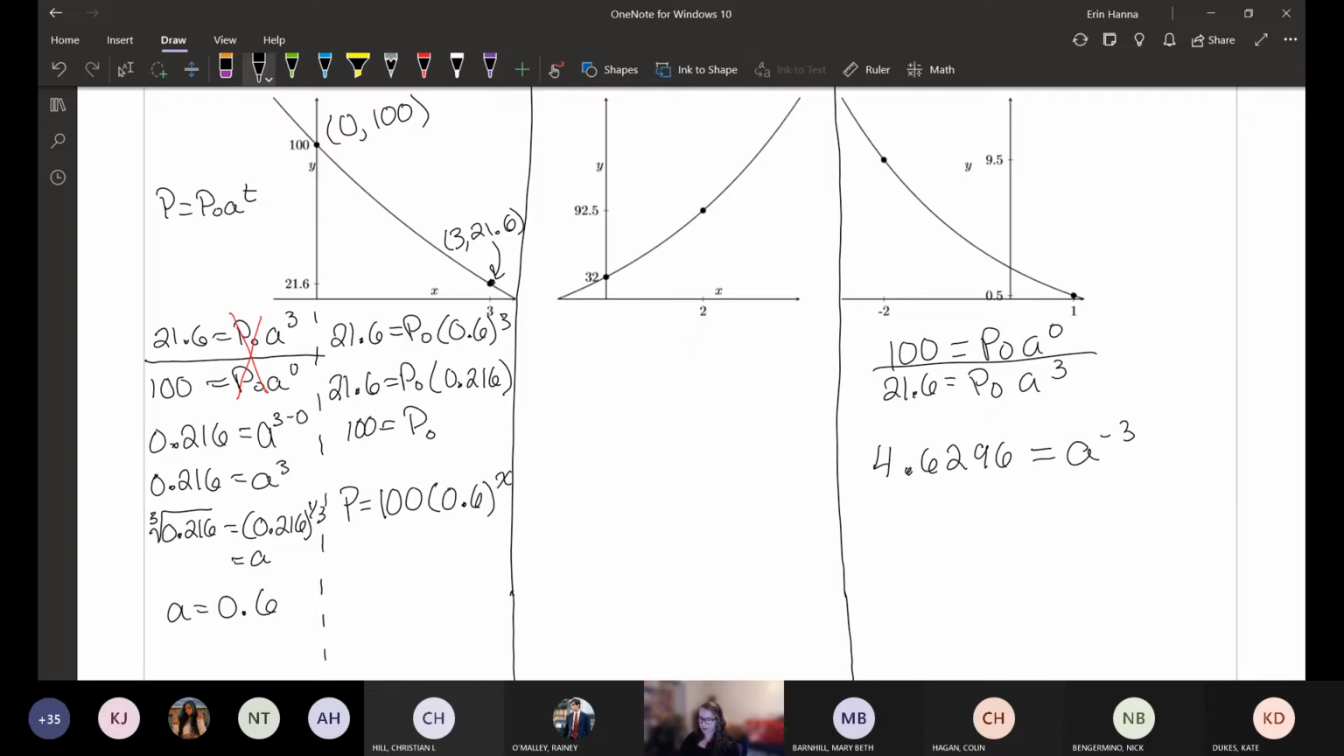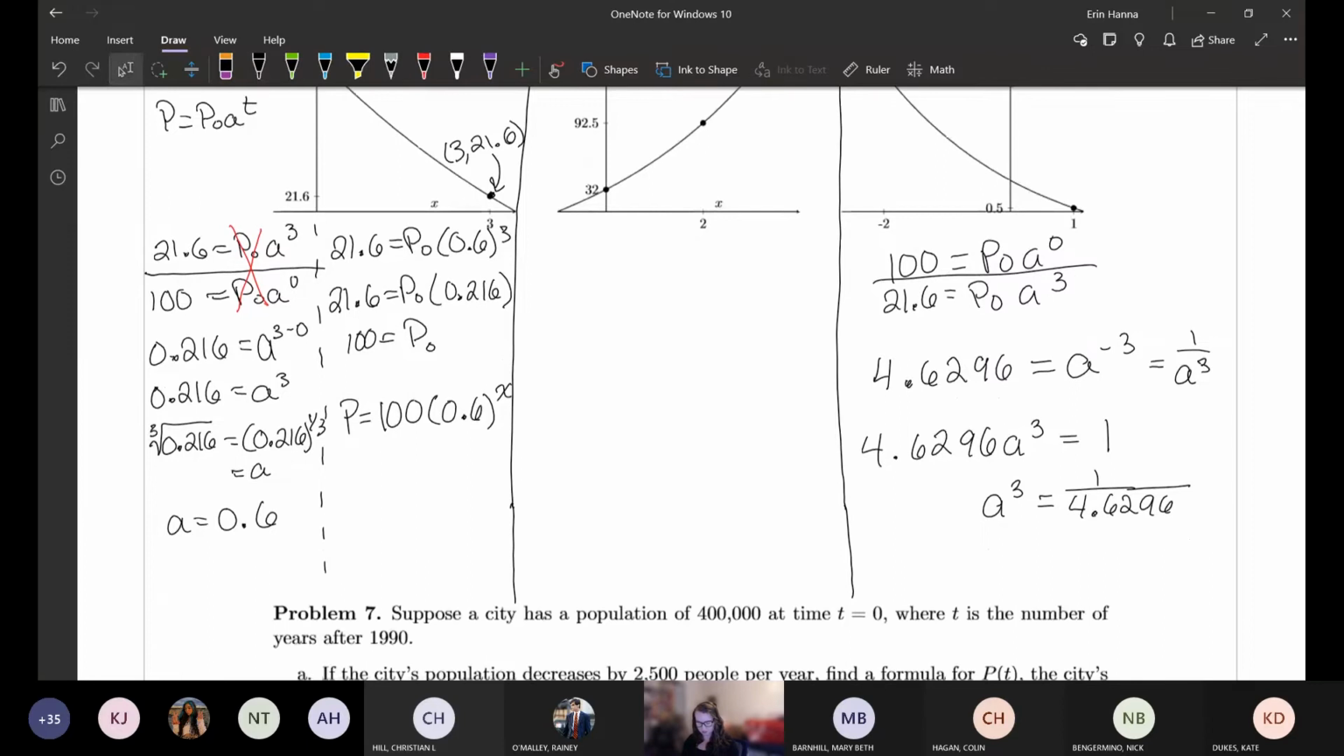Now technically what A to the negative third is equal to is 1 over A cubed. So what you would want to do then is you would have to multiply the A cubed over to the other side, and then divide both sides by the 4.6296. Now watch this magic. Well, it's going to be slightly off because I rounded. Now technically that decimal is 0.2160013842.